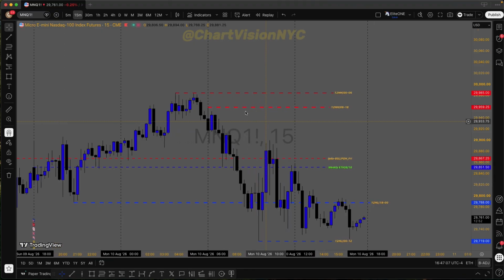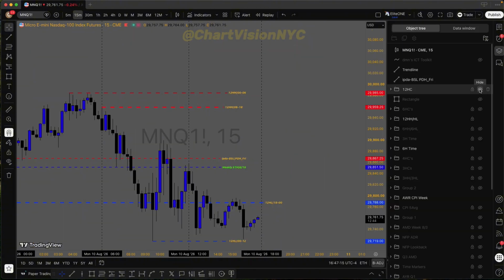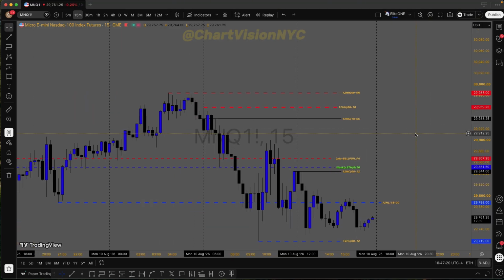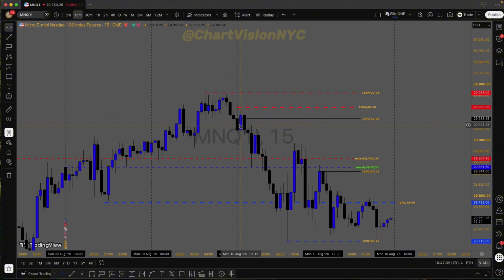So let's see what we get here. We go to 6 a.m., and actually, it is time to put on the 12-hour closes. What we know is there are 2 12-hour candles a day. That means there are going to be 2 previous 12-hour closes a day. So you see this 12-hour close, 18 to 06, that is the close for the 12-hour candle from 1800 hours to 6 a.m.